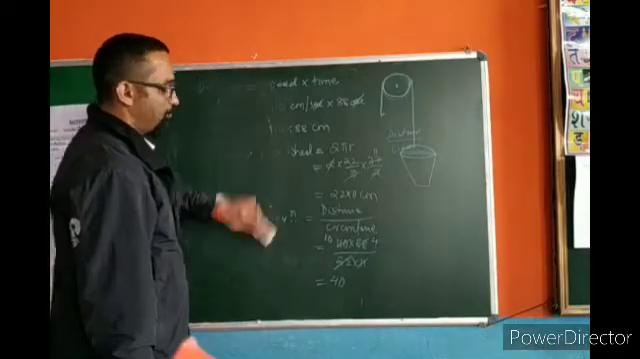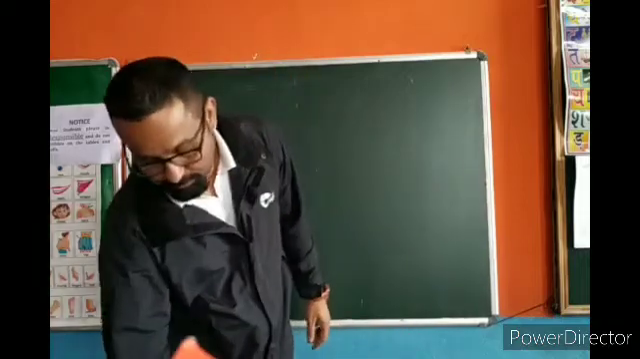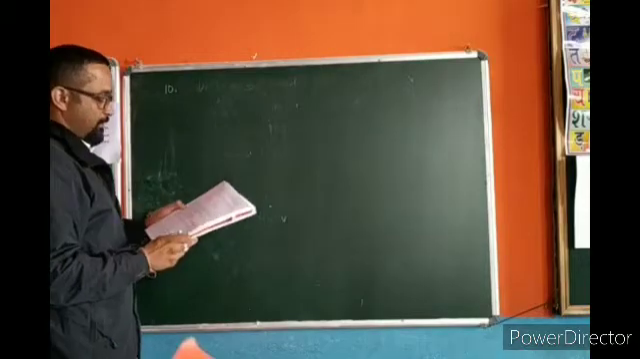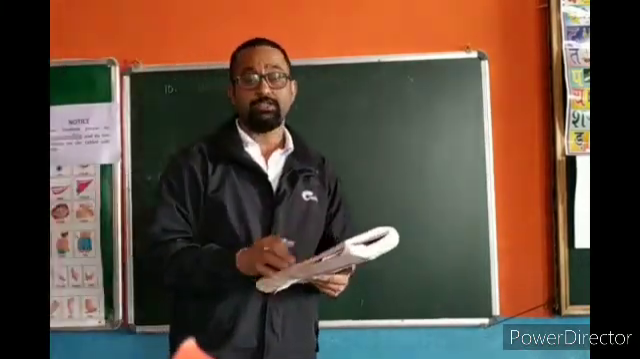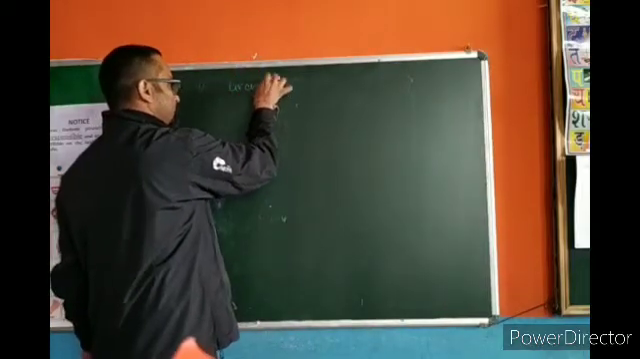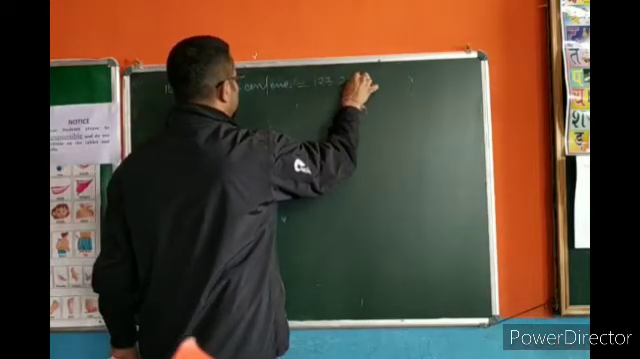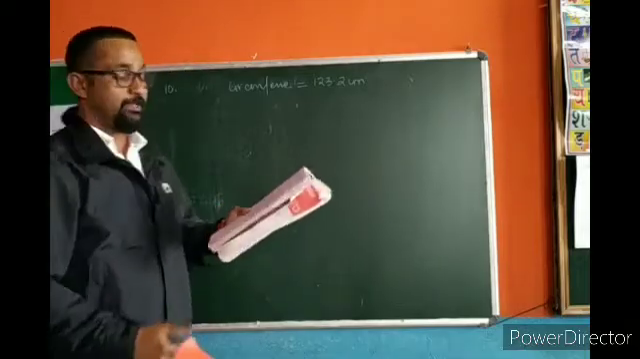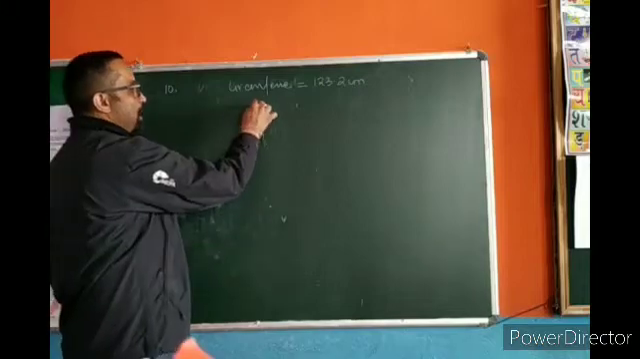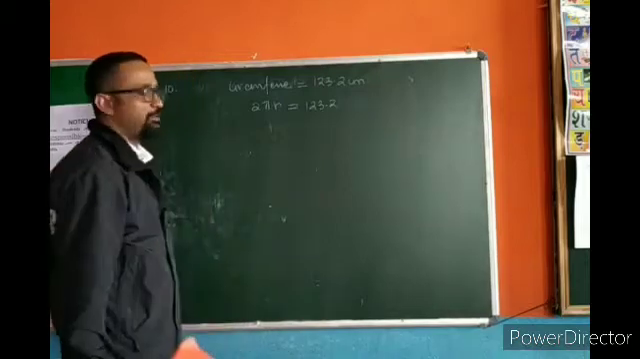Similarly, you can do question number 9. Same sum. Now look at this question number 10. The question says that the circumference of a circle is 123.2 centimeter. Find the radius. We know the circumference, so we write 2 pi r equals 123.2. Substitute the value.